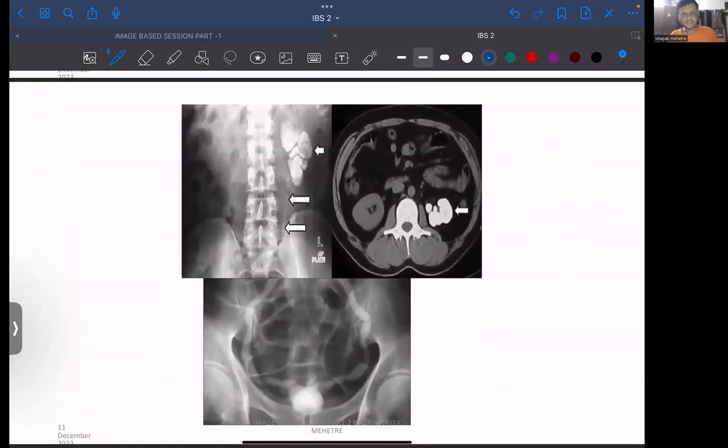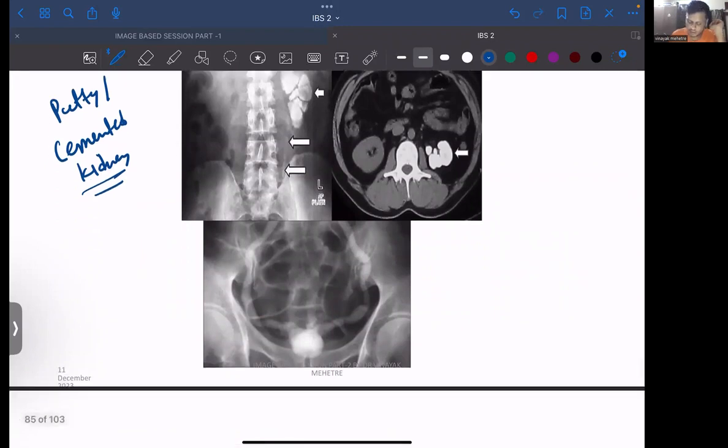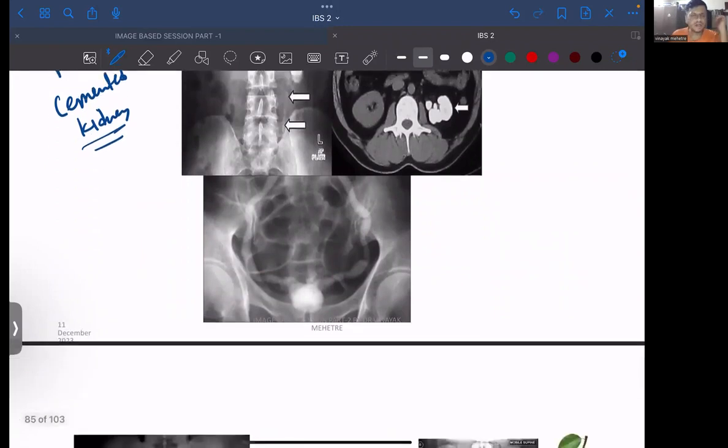This image has been asked in recent York exam. It looks like a calcified whitish kidney, right? Calcified whitish kidney. इसी को हम बोलते हैं पुट्टी, है ना? The one which we put on the walls, पुट्टी, right? और cemented kidney. Right? Cemented kidney.